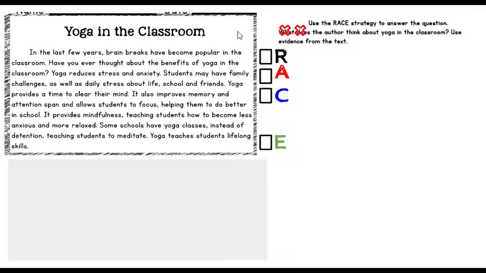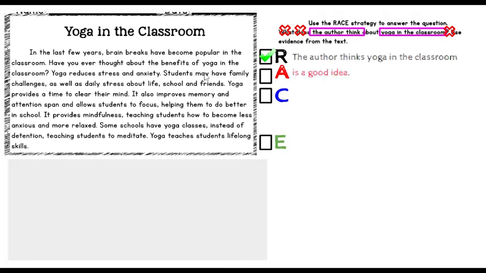All right, let's start by getting rid of those question words and the question mark. Let's see what words we can take from the question and put in our answer. I'm going to go with the author. I'm going to change it to thinks. And then yoga, obviously, in the classroom has to be part of our restatement. So the author thinks yoga in the classroom, and then our answer is a good idea.